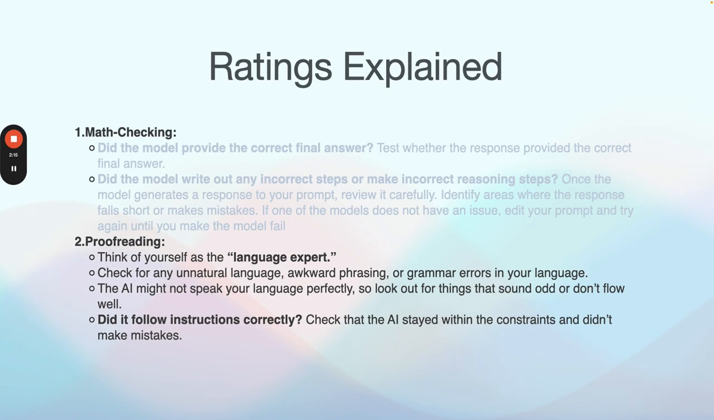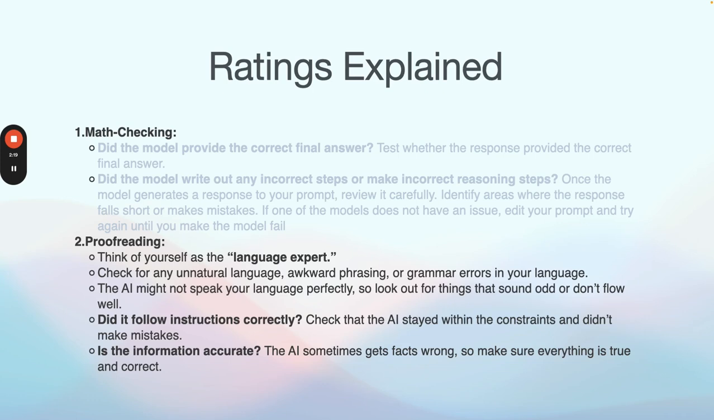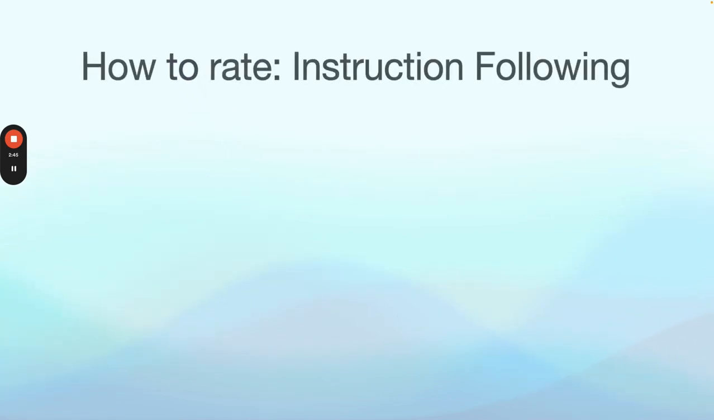Did it follow the instructions? So did it actually answer your prompt and stay within the constraints? And lastly, is the information accurate? If it gets facts wrong, make sure that everything is true and correct. So basically, you want to check the math super vigorously, and you want to be a proofreader. You are a language expert and a mathematician, and that's going to be your job. So, one, you're a math teacher checking a student's response, and two, you're a language teacher checking a student's response, and grading on both.